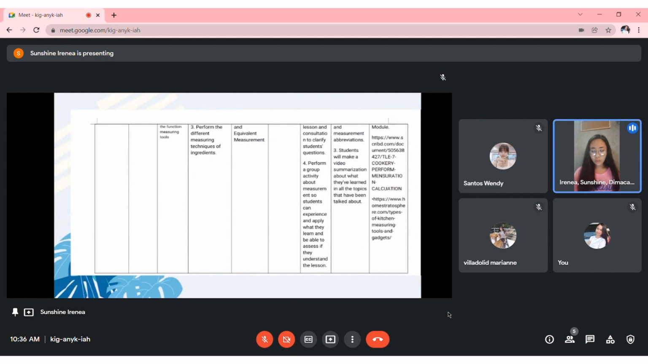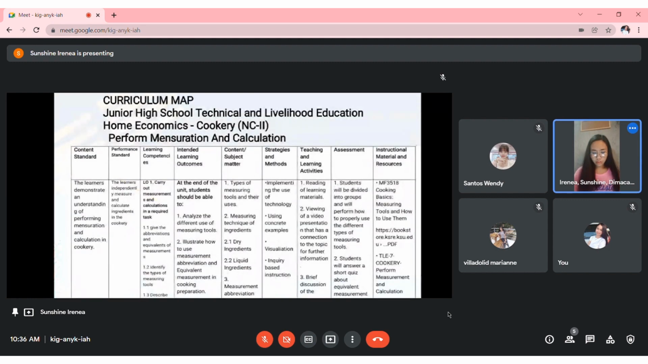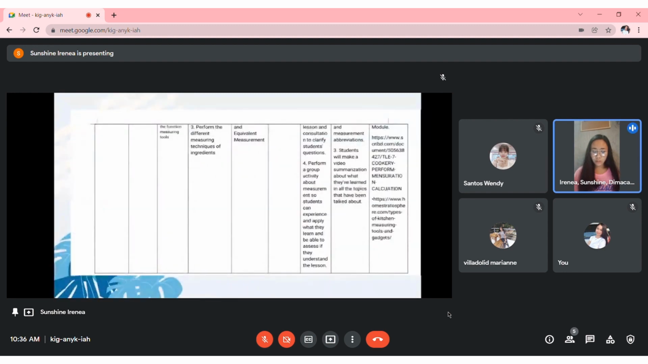They will also perform a group activity about the measurements so the students can experience and apply what they've learned, and also they can assess if they really understand the lesson. So for the assessment, students will be divided into groups and will perform how to properly use the different types of measuring tools. And the students will answer a short quiz about equivalent measurement and abbreviation.